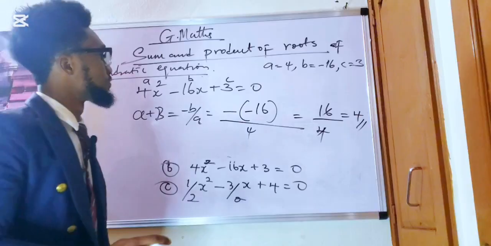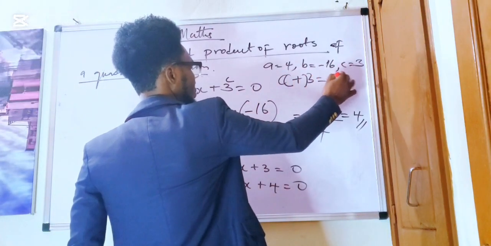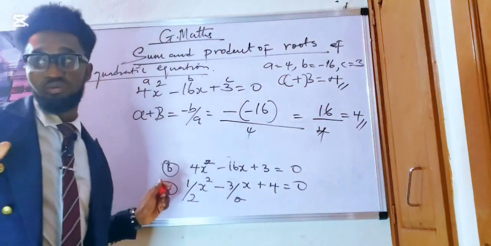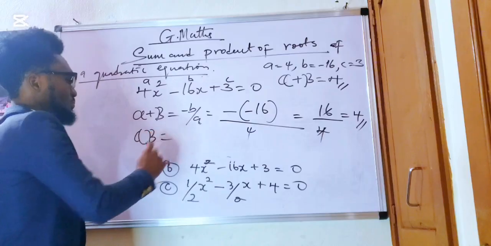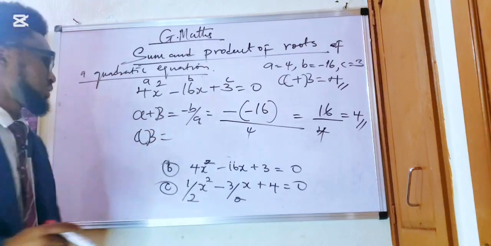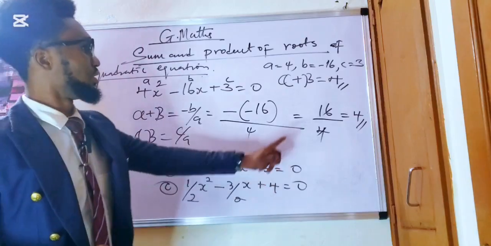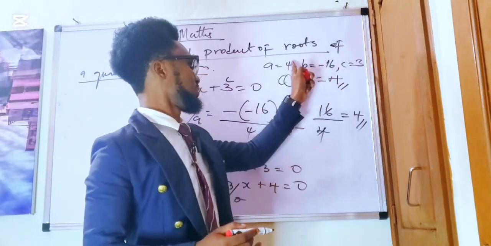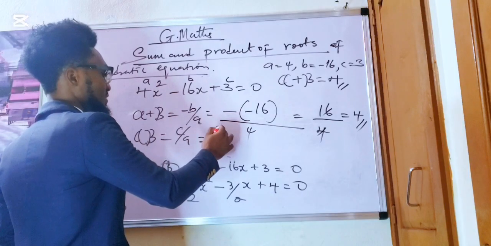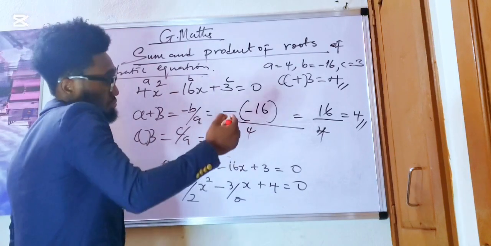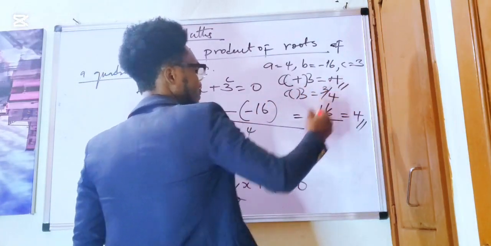Is that clear? So in that case, you can see that alpha plus beta is equal to positive 4. Secondly, we look at alpha beta, that is the product of roots. Now remember, the product of roots, we have it as C over A. What is our C here? Our C is 3. What is our A? Our A is 4. So simply we have our product of roots as 3 over 4. So we can say that alpha beta is equal to 3 over 4.